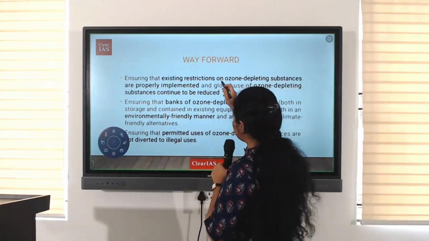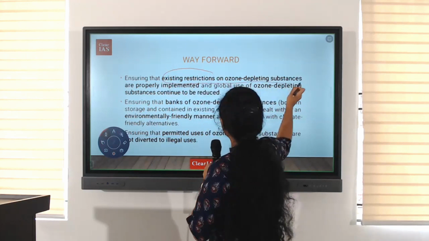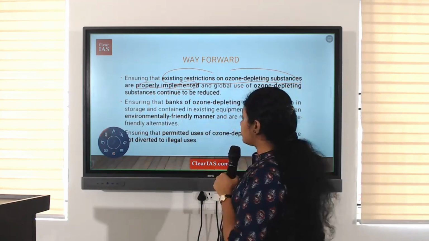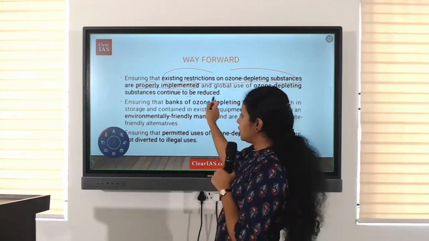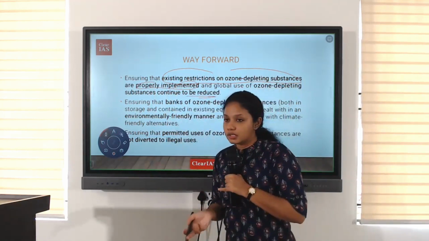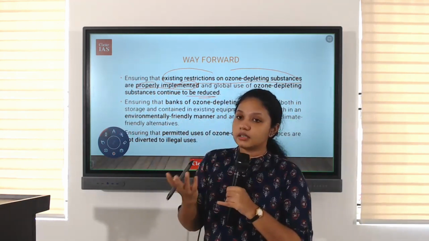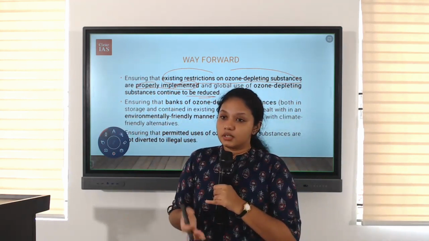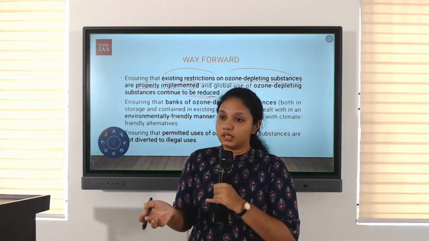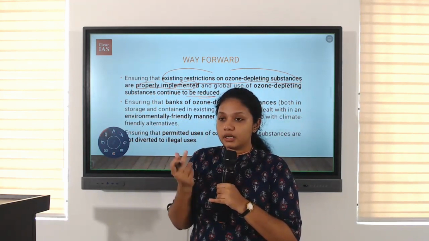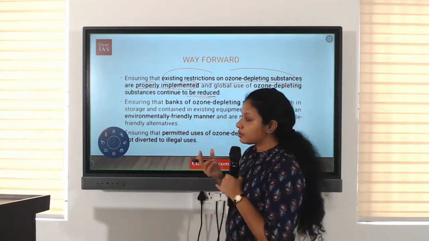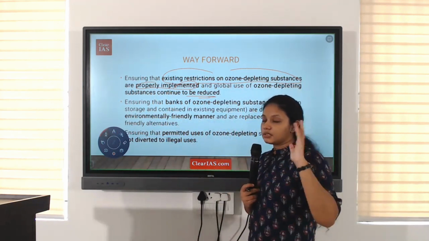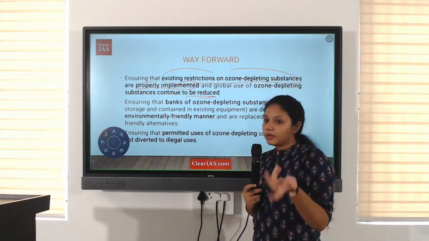First one is ensuring that existing restrictions on ozone depleting substances are properly implemented and global use of ozone depleting substances continues to be reduced. Proper implementation. It is not that by creating or launching an amendment or protocol we can reduce it. So implementation is the most important key, right? So by properly implementing and by reducing the global use of ozone depleting substances could be a way forward.